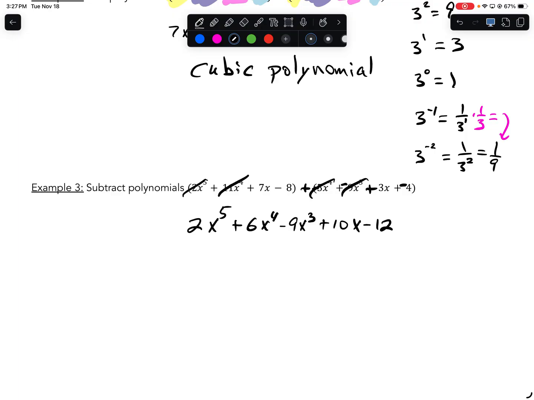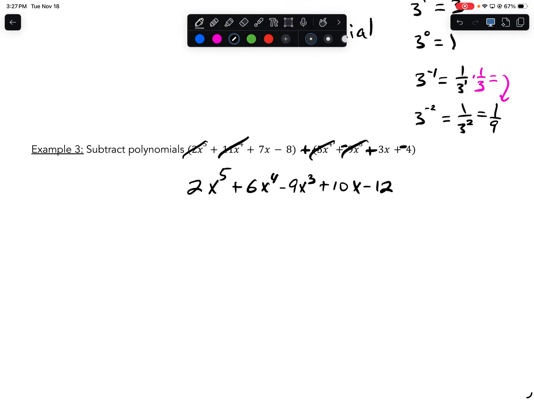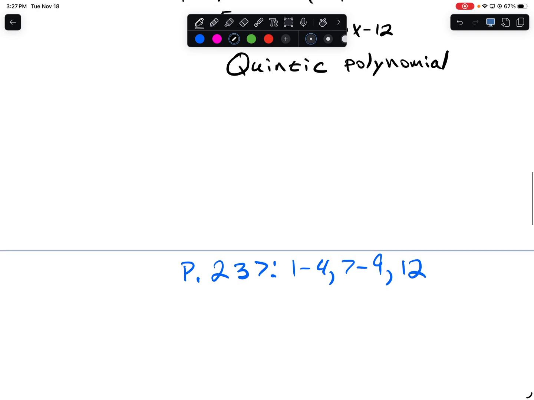Negative, positive, it's different. If I name this by degree and number of terms, Declan, what do I get? 5th degree. 5th degree. At the bottom, we added it in. Quintic. Polynomial, good. And that's it. There's your homework.